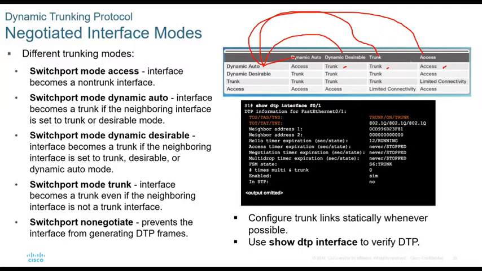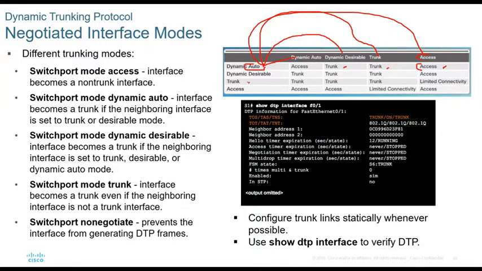So, you just have to take note of the pairing of different modes, no? But of course, like I said earlier, dynamic desirable, dynamic trunk, it can all lead to that particular result, whether trunking or access. So, it's easy to remember, no? Auto is access. Okay? The rest, DD, DA, trunk. DA to trunk is trunk. When it's auto and the other side is access, it's also access. Alright? It's that simple.